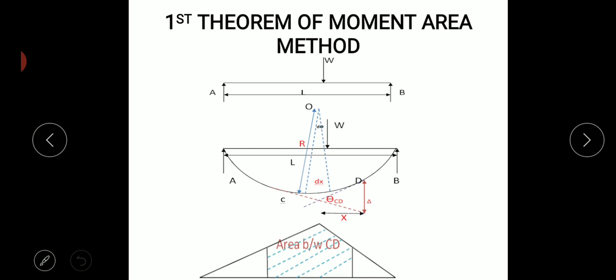So the M by EI diagram is represented here by a triangle. Since there is a concentrated load here, the M by EI diagram is triangular in nature, and the shaded portion represents the points in between C and D.